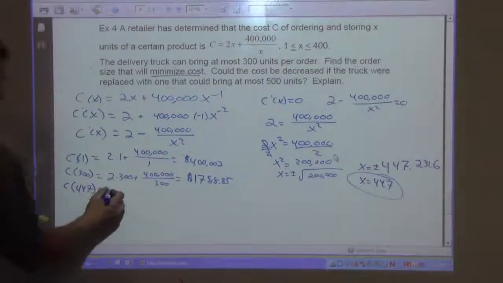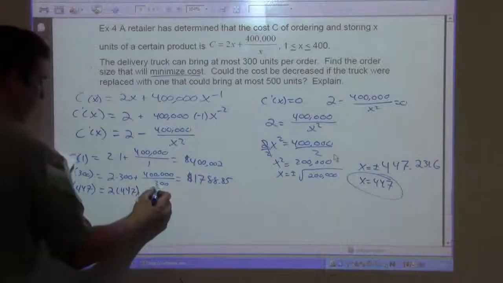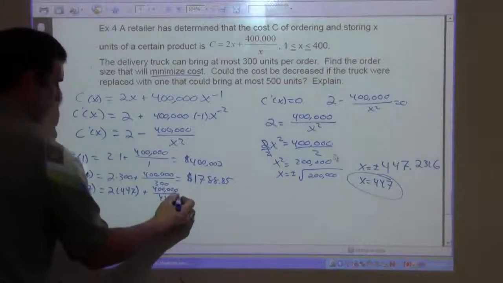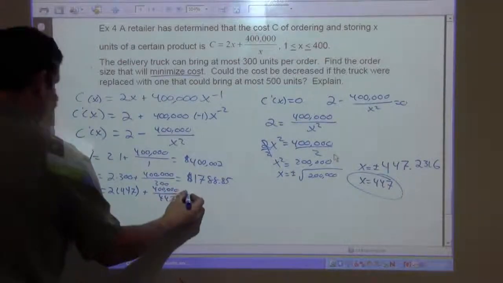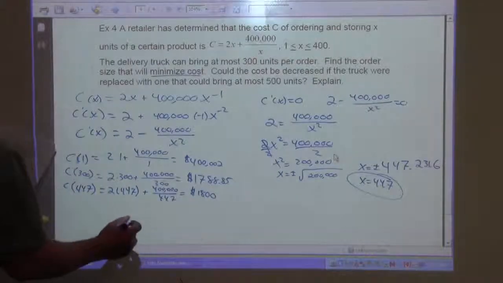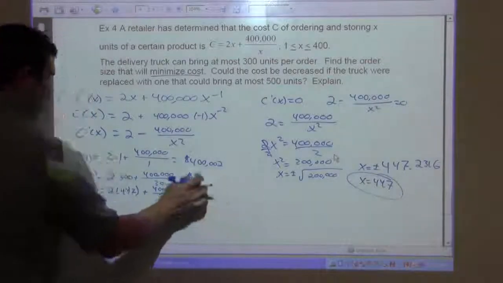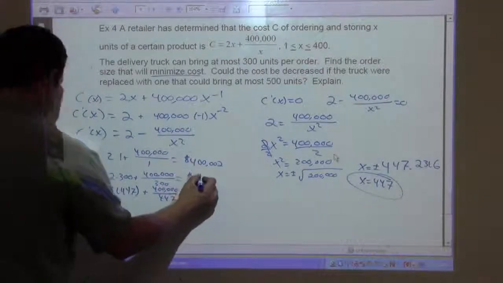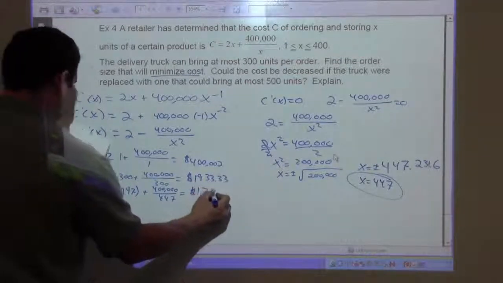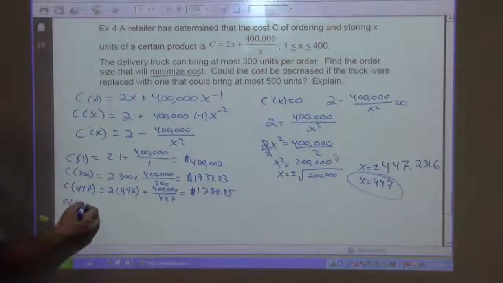We'll look at C of 447. 2 times 447 plus 400,000 divided by 447. Nope, I'm sorry, I got these off. This one was 1,933.33, and this one's 1,788.85. Now we have C of 400.